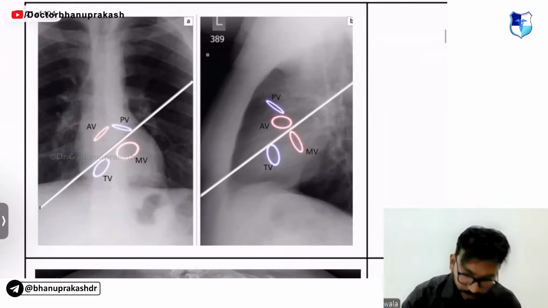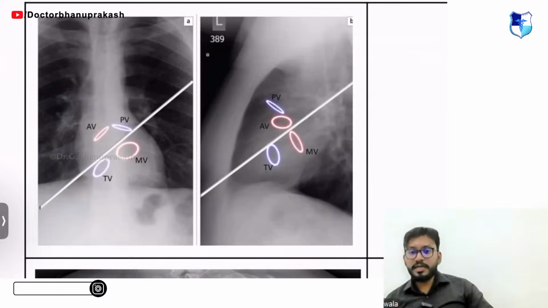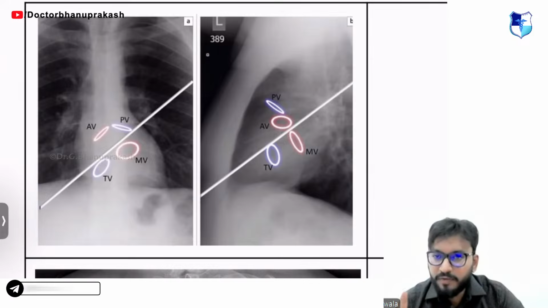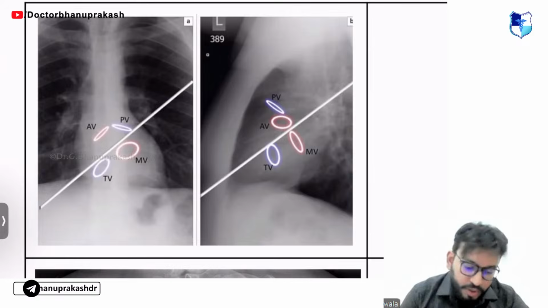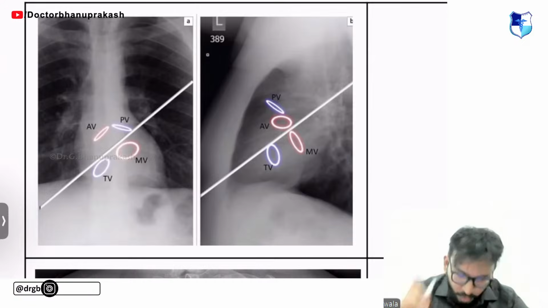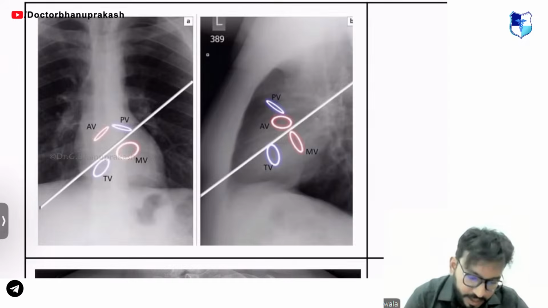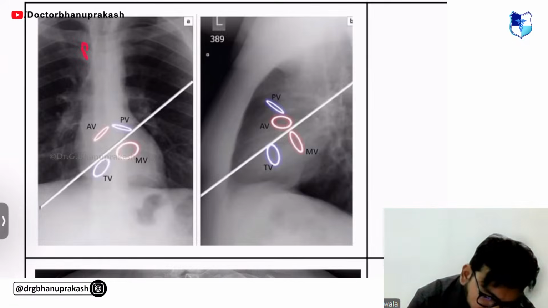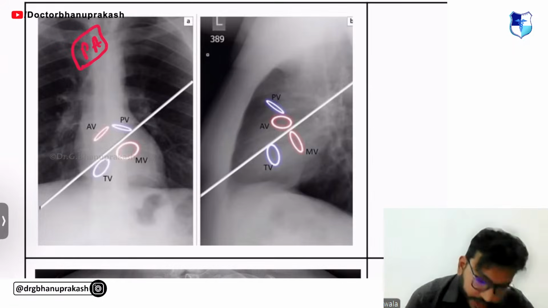Look at this, guys. Another very commonly asked question in your exams: the heart prosthetic valves on an X-ray. How do you identify which valve it is? Is it a mitral valve or the aortic valve? These are the most commonly asked ones. What do you do? If you see an X-ray with a PA view, or the AP view, what you do is simple.